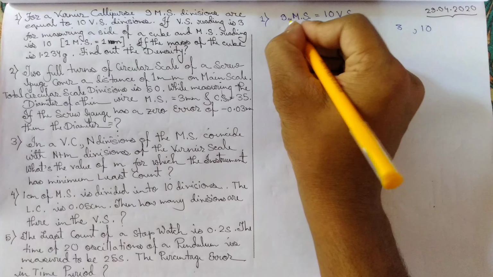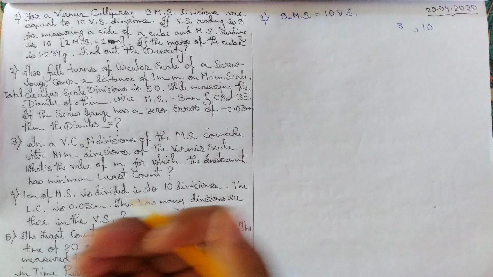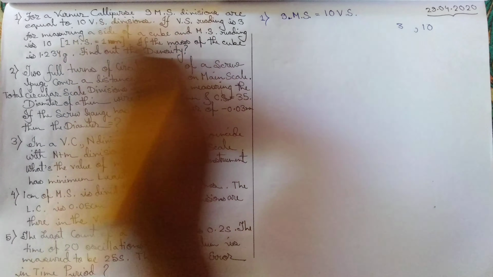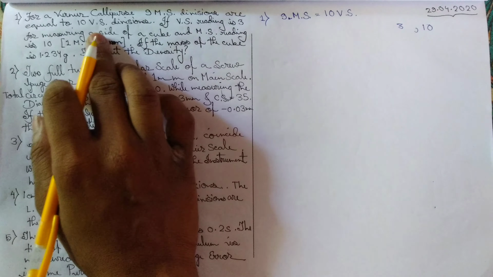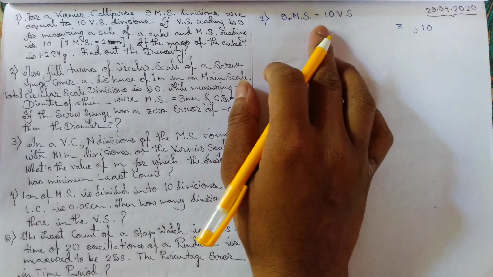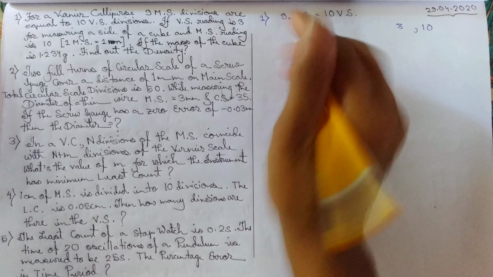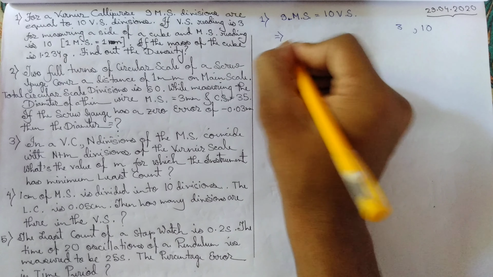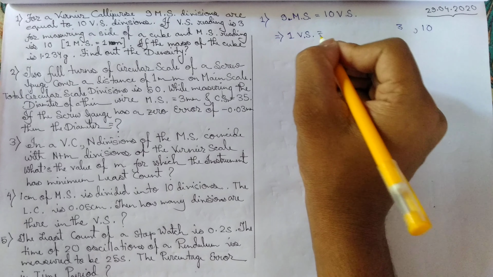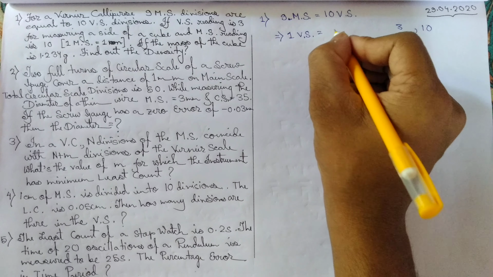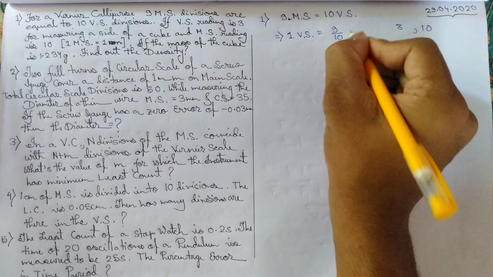So for vernier we know the general approach is from the condition which says 9 main scale division equal to 10 vernier scale division. From here we'll find out one vernier scale division equal to how much main scale division. So it will be 9 by 10 main scale division.